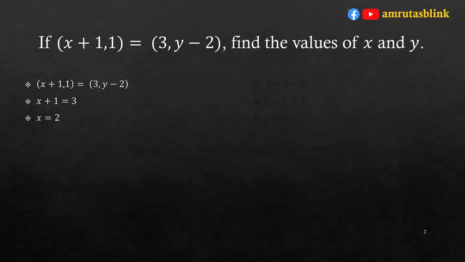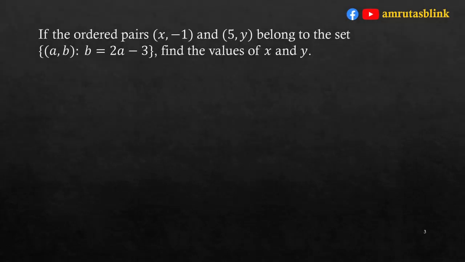As x plus 1 is equal to 3, we can say that x is equal to 2. Similarly, for the second element, 1 is equal to y minus 2. As y minus 2 is equal to 1, we can say that y is equal to 1 plus 2, that is 3. So in this way, we can find out the values of x and y, that is x is equal to 2 and y is equal to 3.